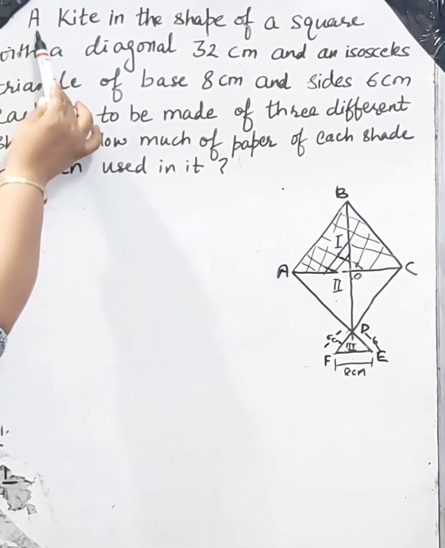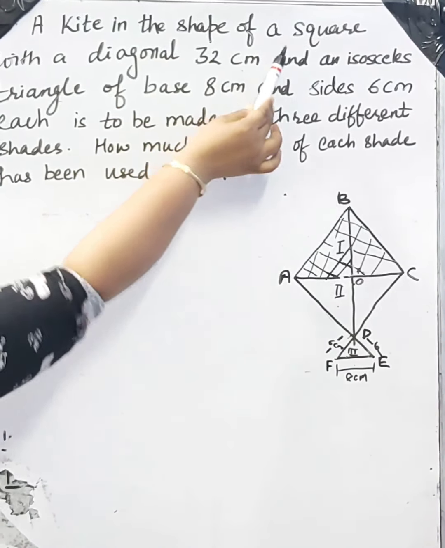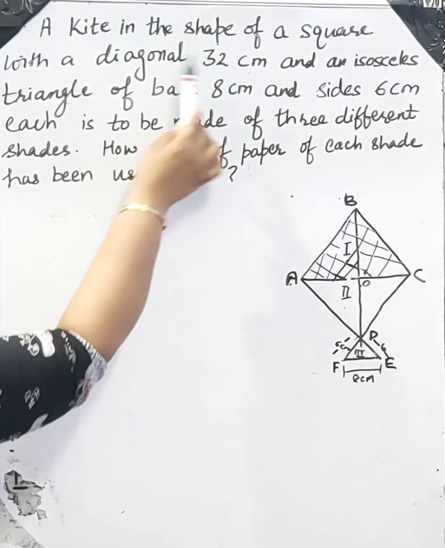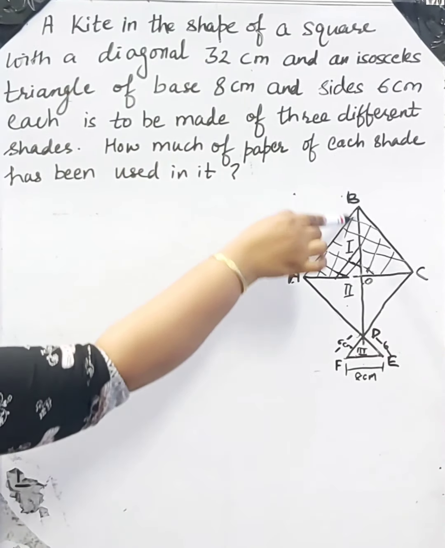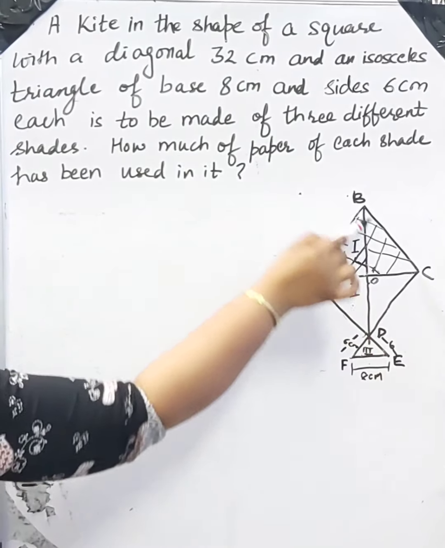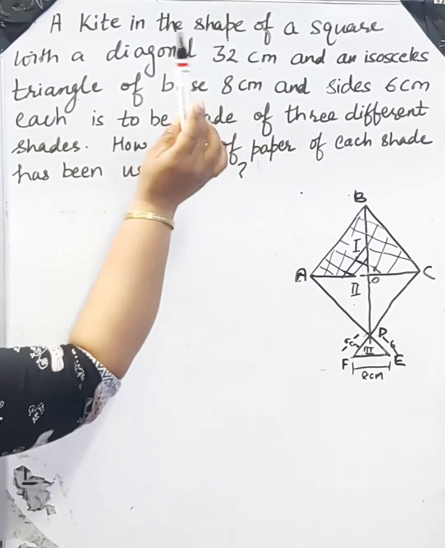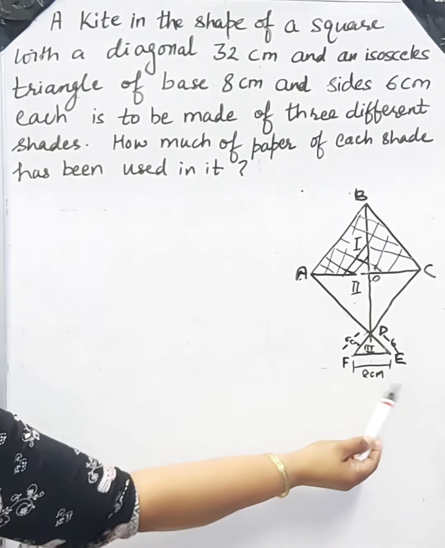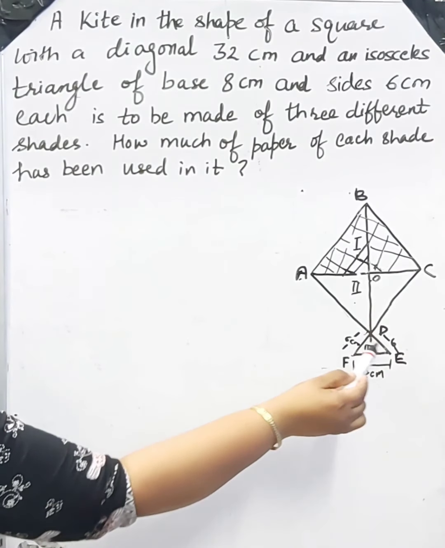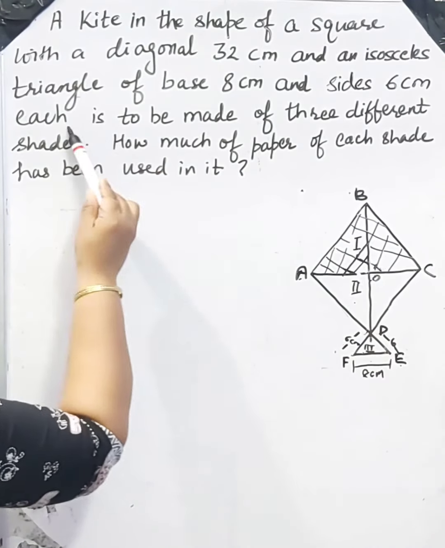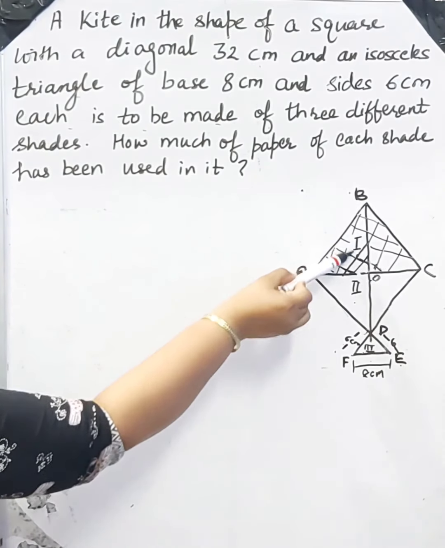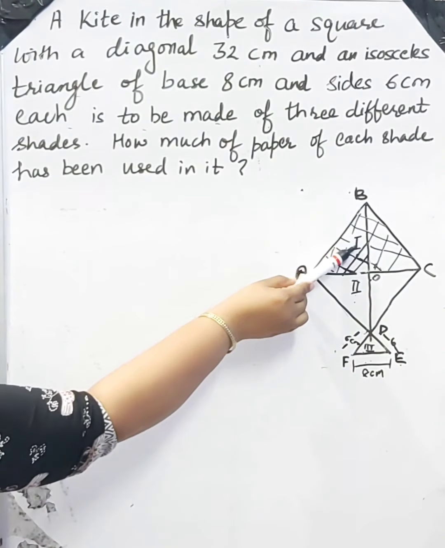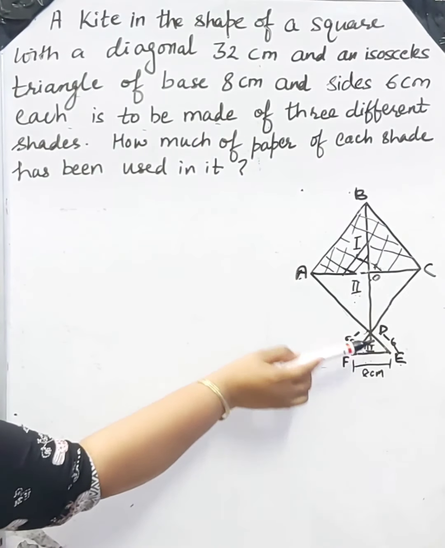Now the question is: a kite in the shape of a square with a diagonal of 32 centimeter, and an isosceles triangle with base 8 centimeter and sides 6 centimeter each, is to be made of 3 different shades. How much paper of each shade has been used in it?